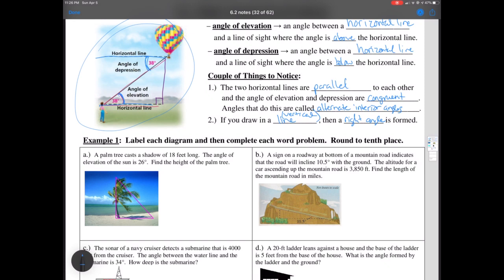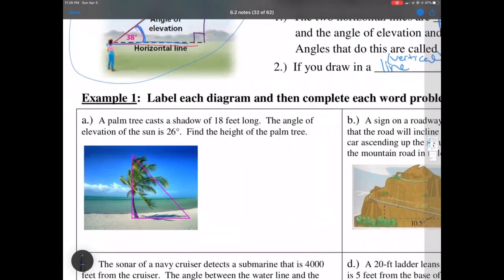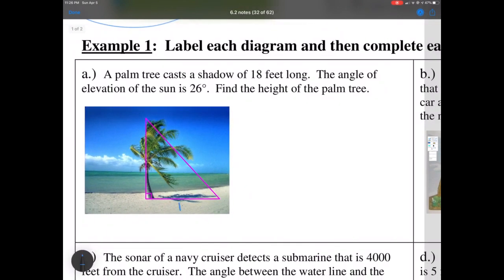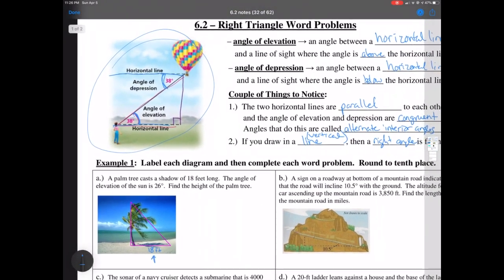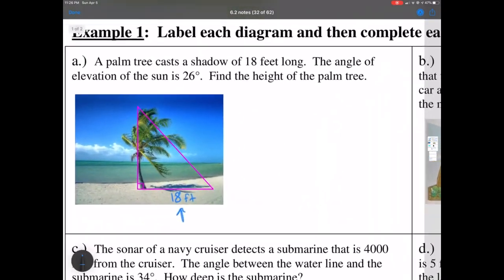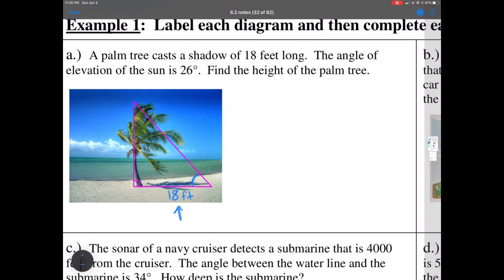So a palm tree has cast a shadow of 18 feet. Just looking at this diagram, we can say that this is going to be our 18 feet, because that's the shadow. The angle of elevation of the sun is 26 degrees. So remember your definition for angle of elevation. It's the angle that is above the horizontal line. So my angle of elevation would be here, which is 26 degrees.